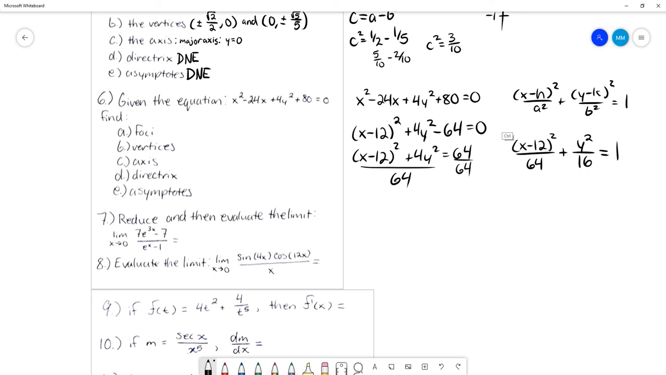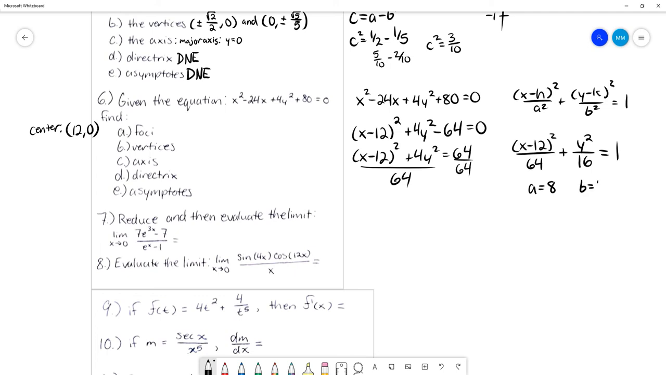So this is now the same equation, but written in a form that we understand, which tells me that our center is going to be at 12, 0, which helps us a lot. If we had just tried to find our vertices, presuming it was at the origin, that would be really difficult and incorrect. So that tells me that my x-axis is my major axis, and that my major radius, my a value, is going to be 8.